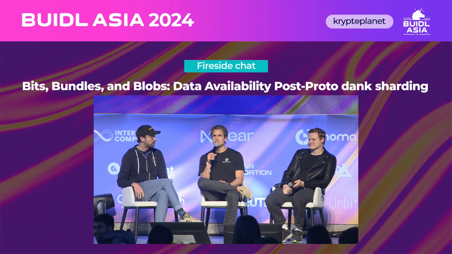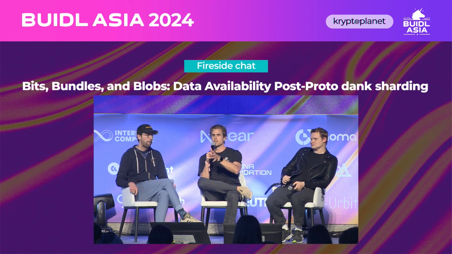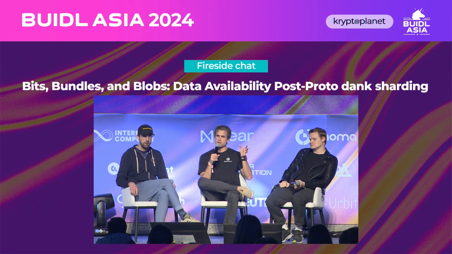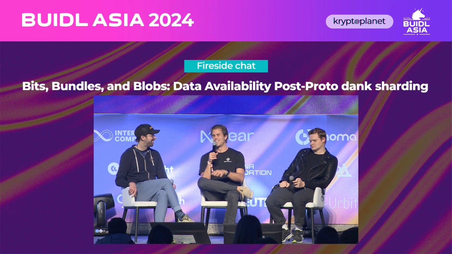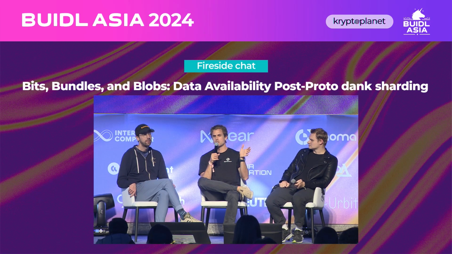Yeah, Proto-Danksharding is the first step towards full Danksharding, which is a full data availability sampling protocol on Ethereum. And essentially what it did is it opened up a new lane of block space that is just blob space. So there's no execution over this data. It's just that rollups can post data to Ethereum, and it has its own separate fee market and everything else like that.